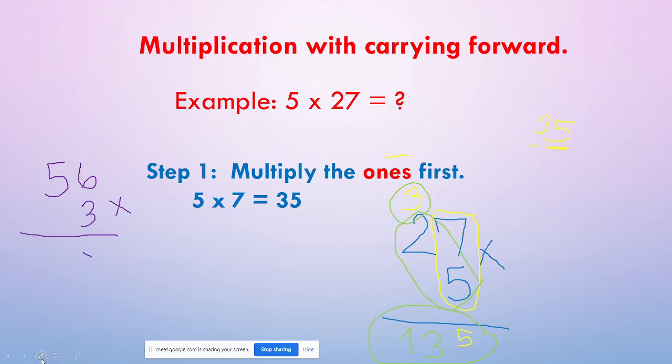What will we write? 8. We will write 8, and then put number 1 here, right? Next, 5 times 3 is 15. 15 plus 1 is 16. We don't have a number here anymore, so we will just write 16 at the bottom. So the answer is 56 times 3 is 168.